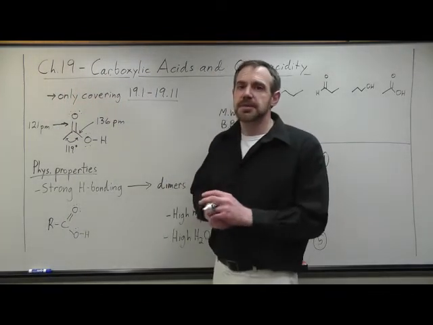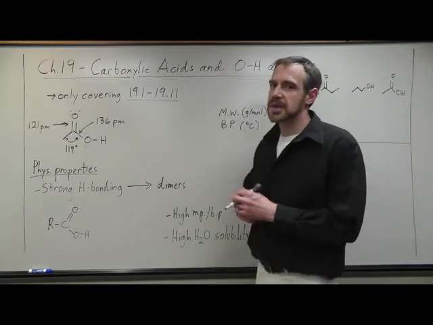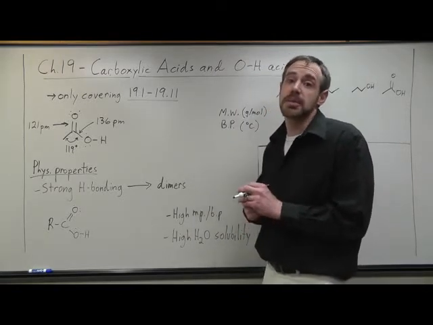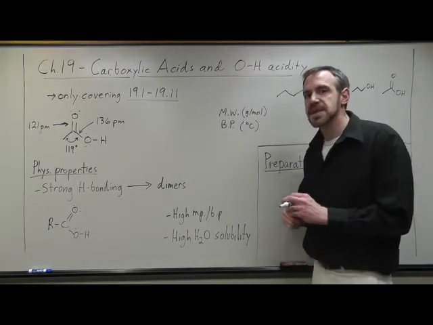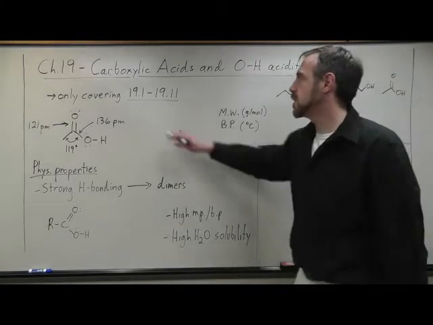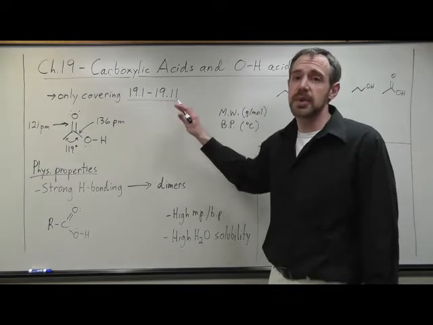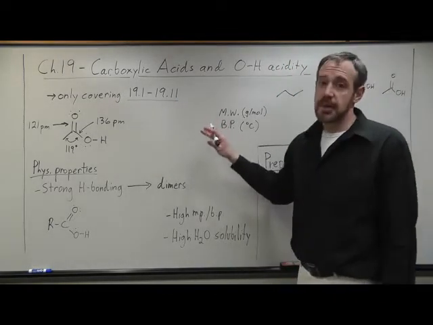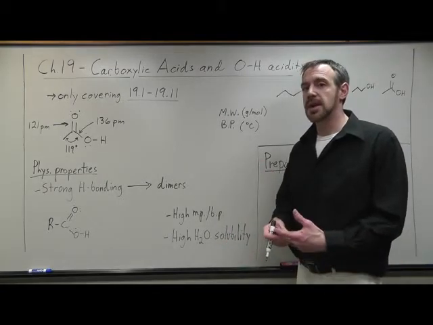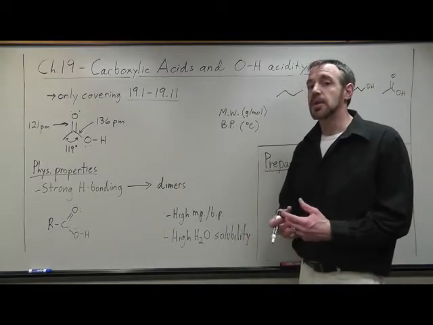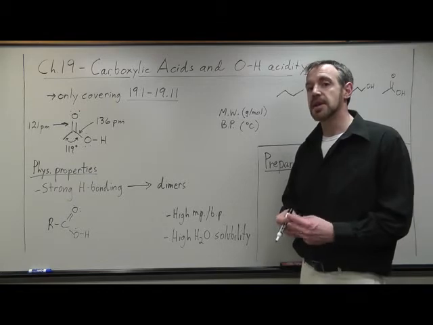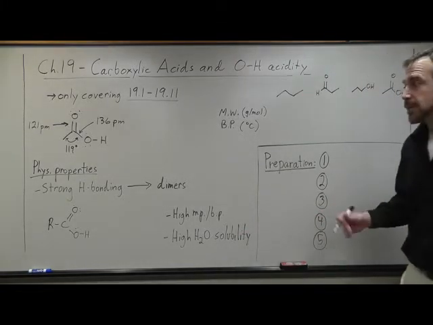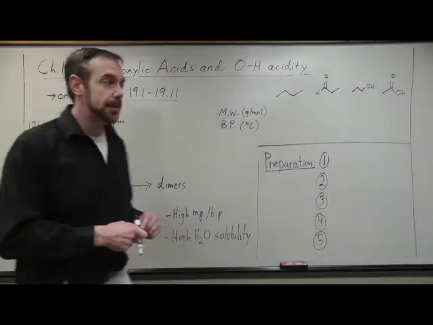All right, we're getting into chapter 19, which is on carboxylic acids and essentially the OH bond and its acidic properties. We're only covering 19.1 to 19.11. This chapter mainly talks about structure and properties, and we'll get into more reactions in the next chapter we discuss. You can go ahead and copy most of this down, and we'll go through it.